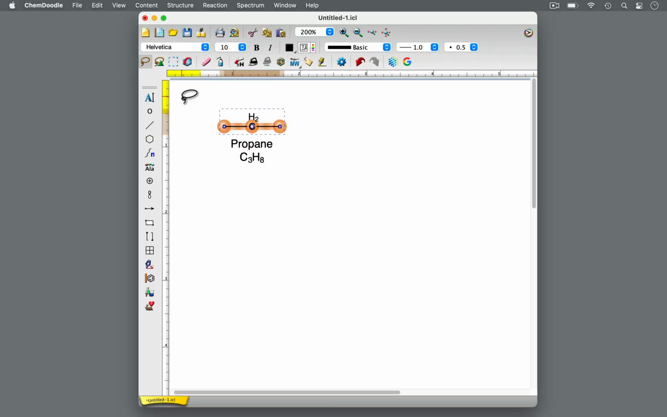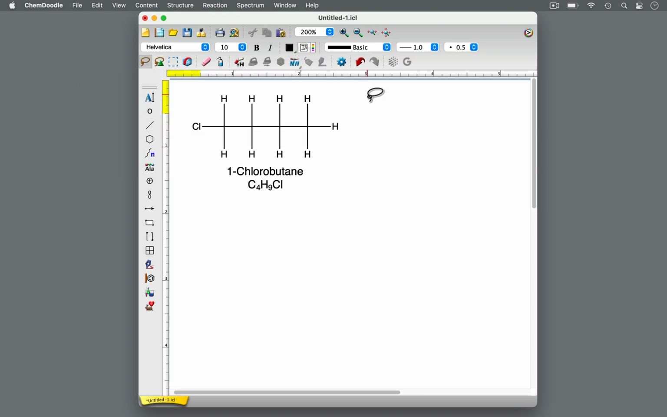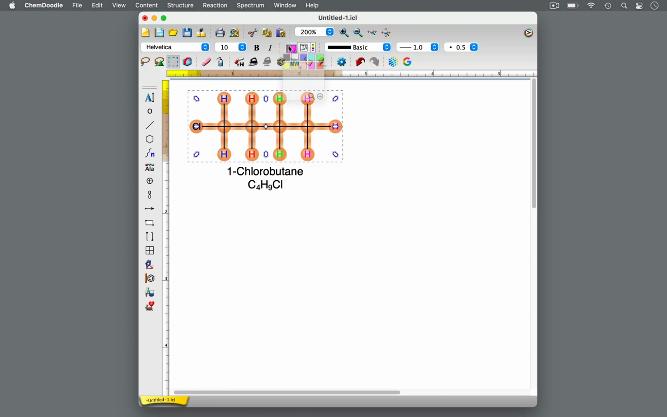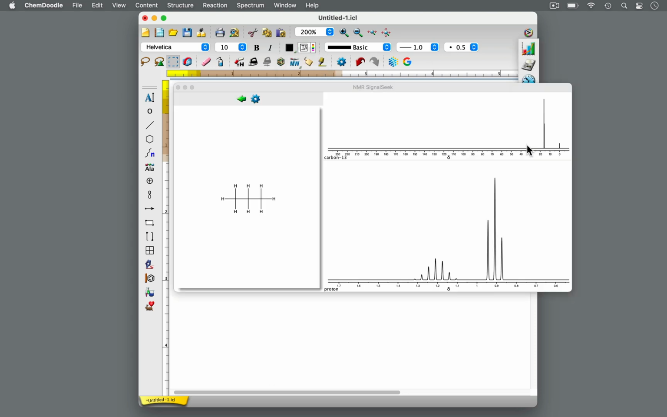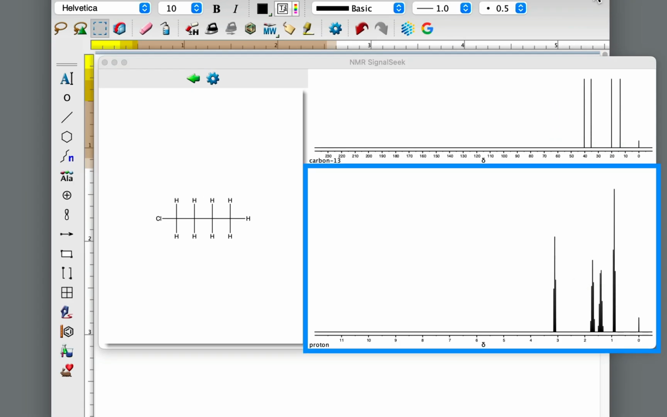Let's consider a halo alkane, 1-chlorobutane. This molecule has a linear butane backbone with a chlorine atom on a terminal carbon. There are 4 different types of hydrogens, highlighted in blue, red, green, and pink. As such, we see 4 distinct signals in the proton NMR spectrum.